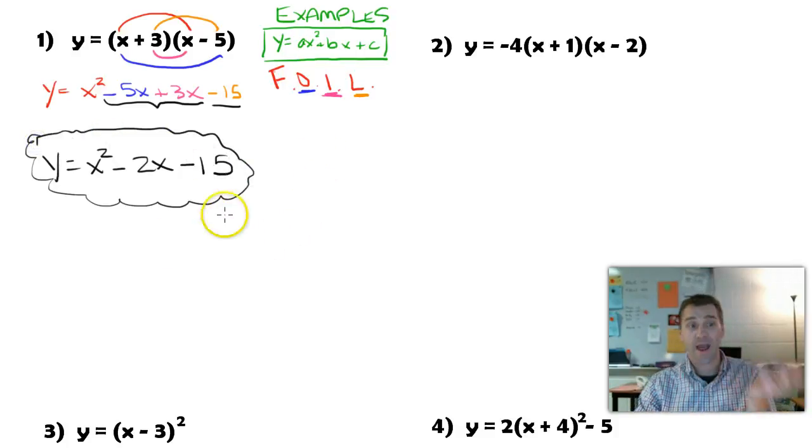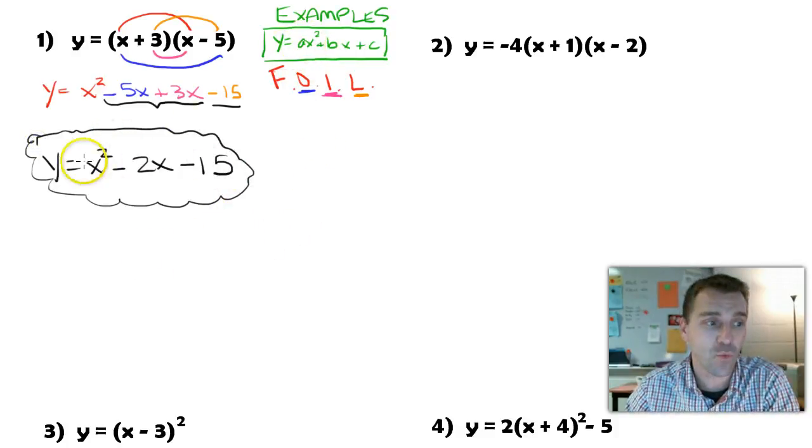That is your answer. So that is written in standard form, where a is 1, b is negative 2, and c is negative 15. That's writing it in standard form. It really is that simple.